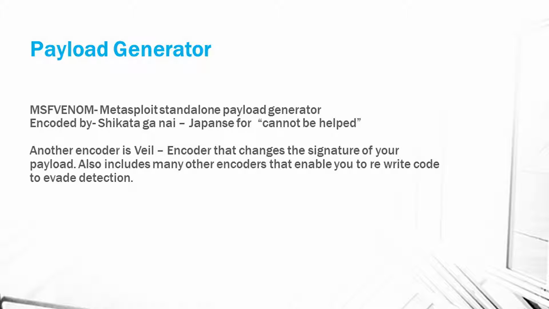Veil Evasion is a great alternative. Veil Evasion was developed to allow the attacker to change the signature of the payload. It also includes many other encoders that enable you to rewrite code to evade antivirus detection. Now that you know a little bit of the background of VBScript and the payload we're going to be using, let's head on into the video demonstration.